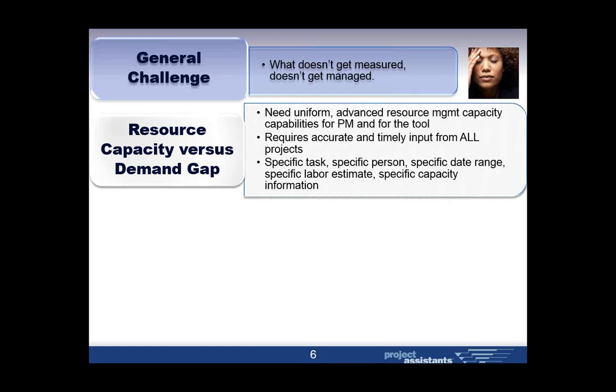there's a lot of challenges, right? A uniform advanced resource management capacity capability for project management and for the tool. So, you know, how do we get that uniformity? How do we get that standardization that's necessary to be able to get what it says next, which is the accurate and timely input from all projects? So the challenge we have here is if one project is reporting demand inaccurately, we're going to have a problem understanding what our capacity is, right? Is there excess capacity? Is there under capacity? Without a full, complete picture, there's going to be a problem.